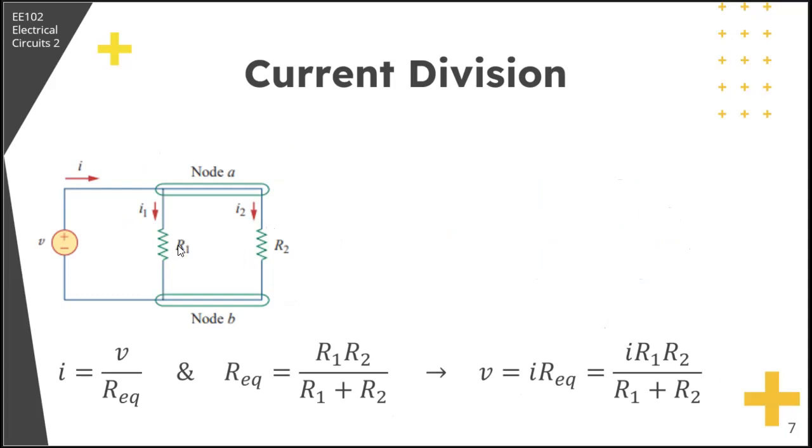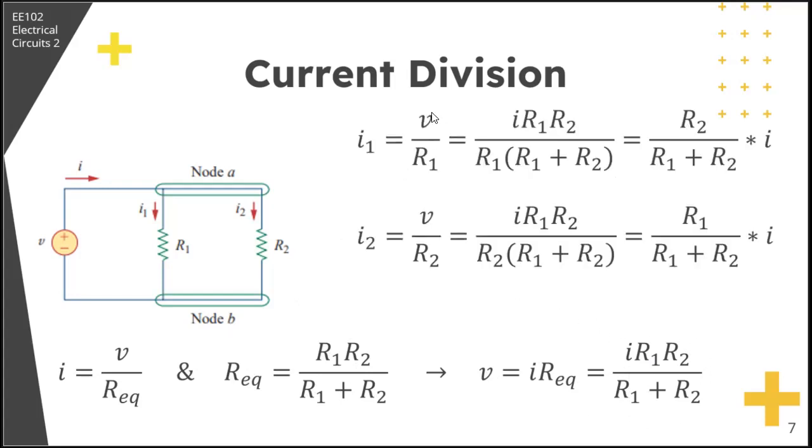Then let's go back to our circuit. Our current I here is equal to V over our equivalent resistance. And our equivalent resistance is equal to R1 times R2 over R1 plus R2. Now, from there, we substitute this expression of R equivalent, giving a new expression for our V. Then we substitute this expression of V into the expressions for I1 and I2 earlier.